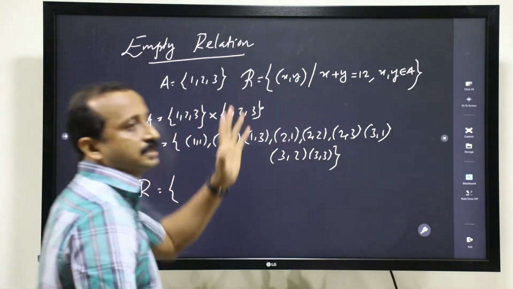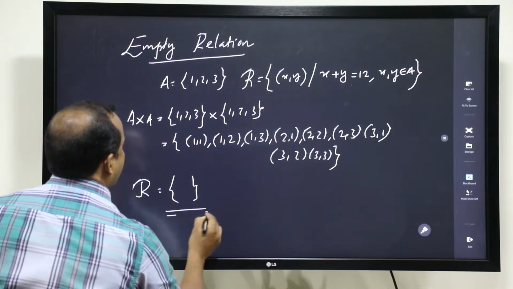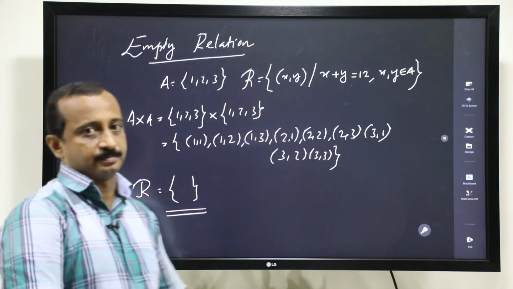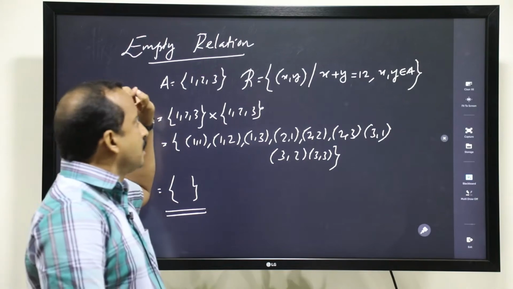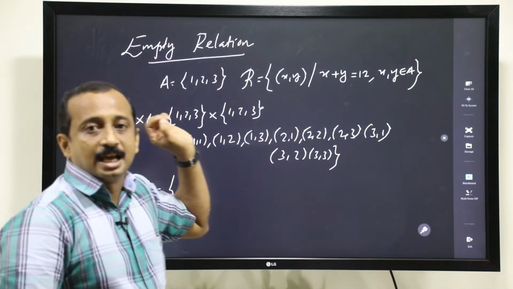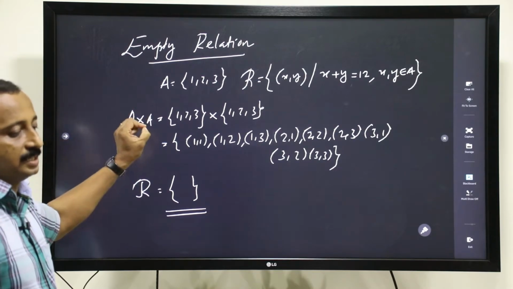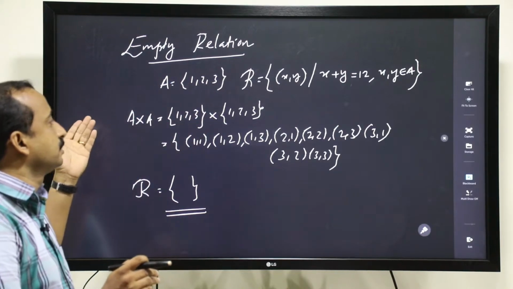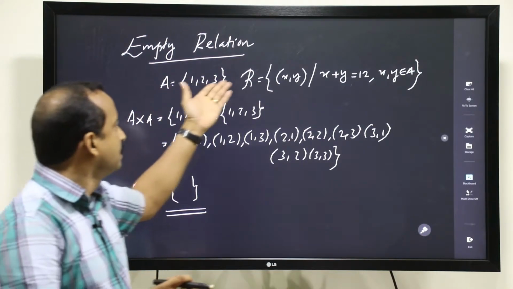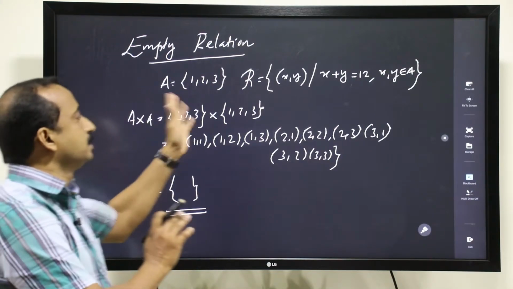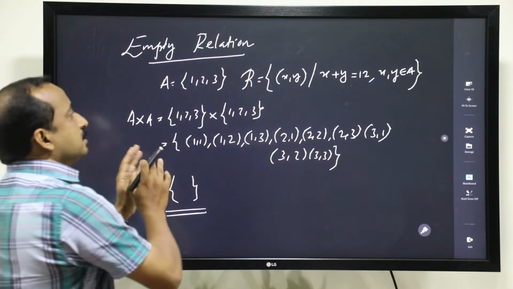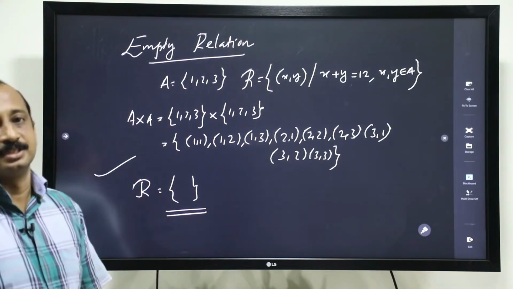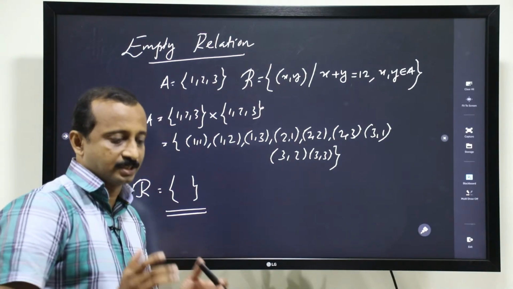No pair satisfies this condition and therefore the relation R in roster form is equal to the null set, that is, the empty relation. That means a relation R on a set A is said to be an empty relation if no element of A is related to any element. Here 1 is not related to 1, 1 is not related to 2, 1 is not related to 3. Similarly, each element is not related to any element of the given set A, and therefore no ordered pair can be formed. Such a type of relation is said to be an empty relation. It is the first type of relation.